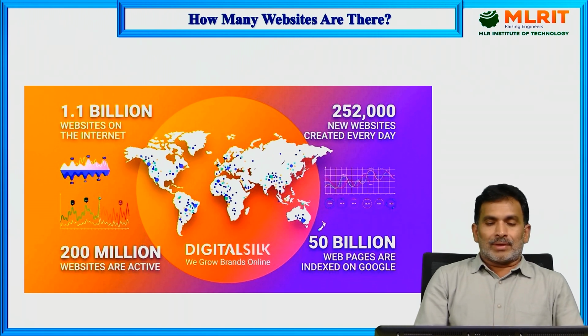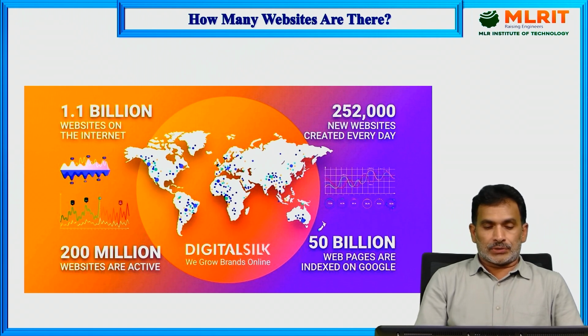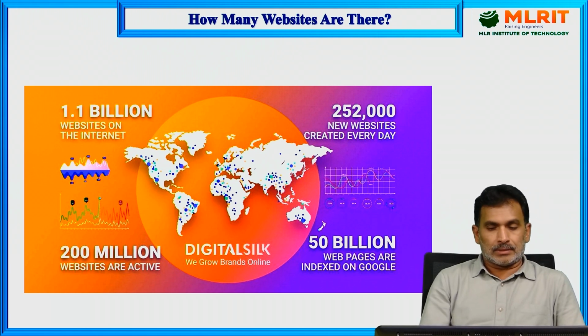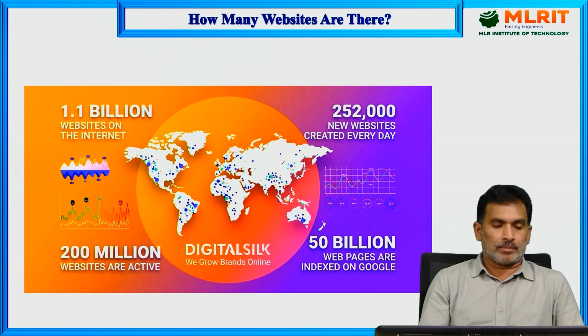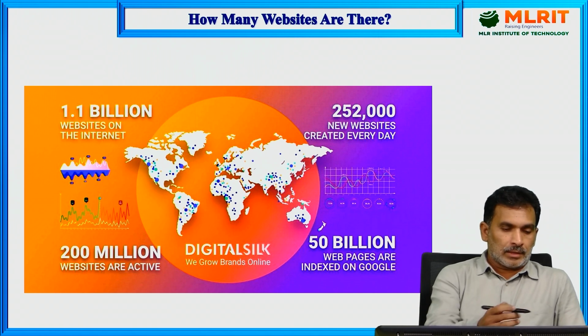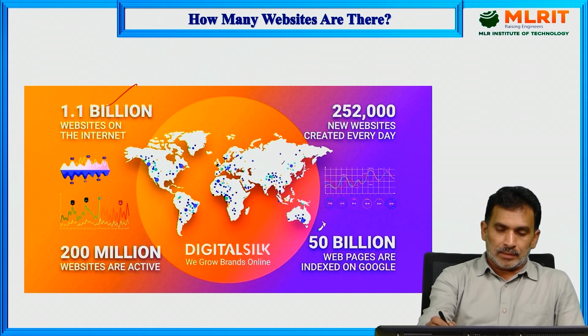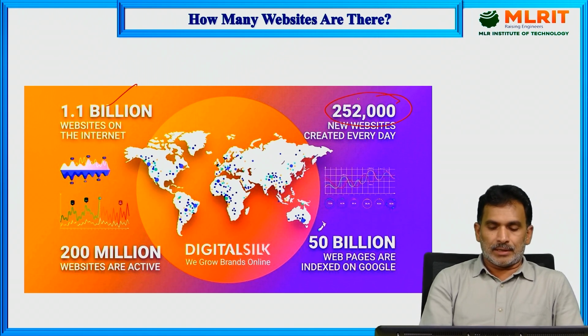So let us quickly go through the statistics to understand the importance and why we need to focus on web mining. What kind of data could be mined? These are the recent statistics, mostly 2024. From this you can see there are more than 1.1 billion websites on the internet now, and many new websites are being created every day. There are 50 billion web pages mainly indexed on Google, and 200 million websites are active now.